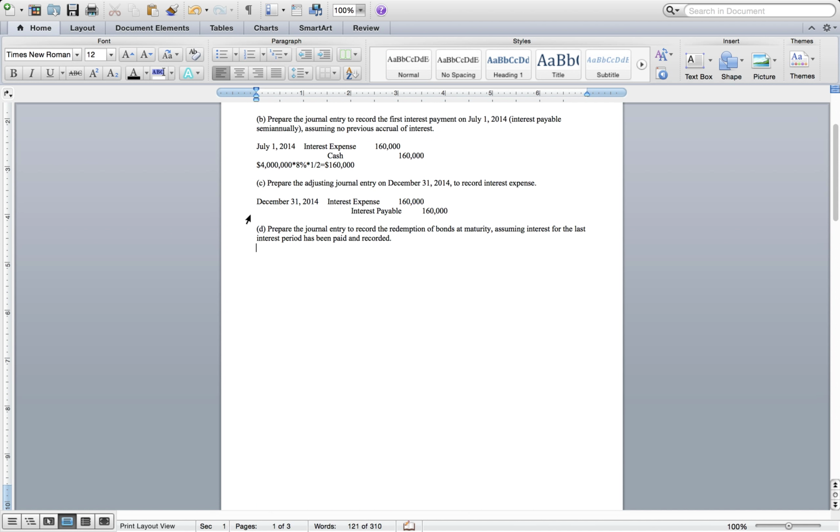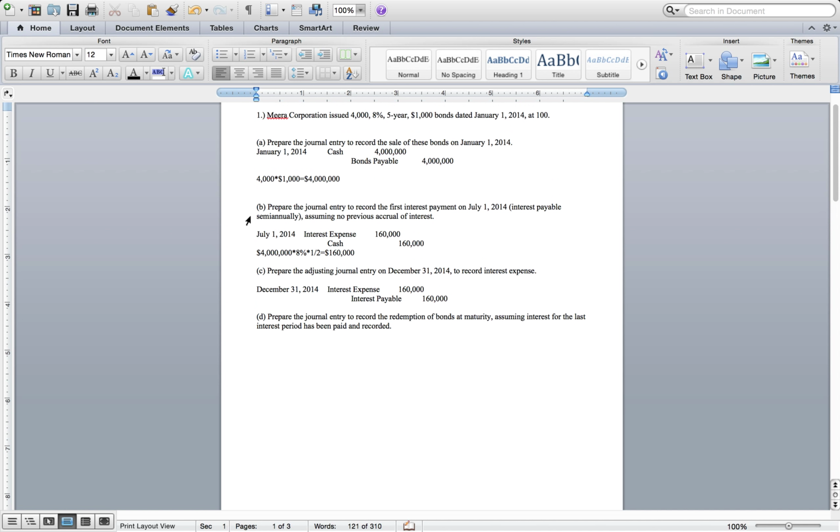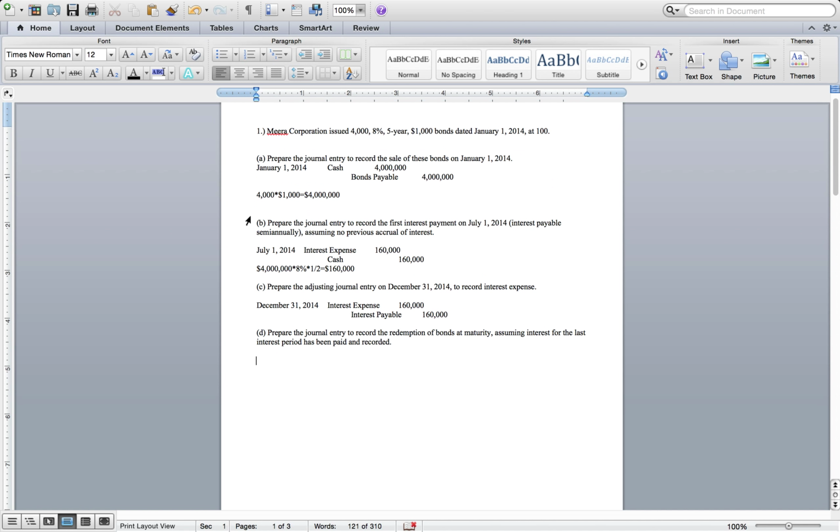Now Part D says put journal entry to record the redemption of bonds at maturity. Now remember, it was January 1st, 2014, 5 years. So maturity will be at January 1st again at 2019. Now to record them at maturity, start off by debiting the liability, which is bonds payable. Okay. For the full amount, we put in the original 1A, the $4 million.